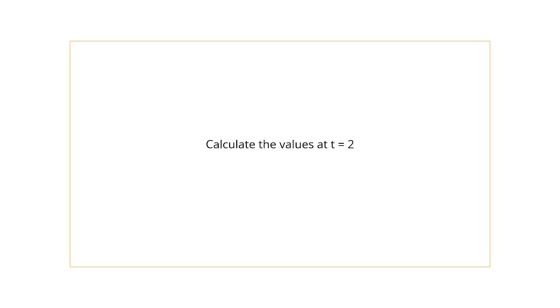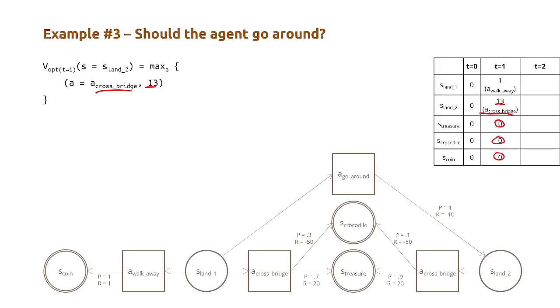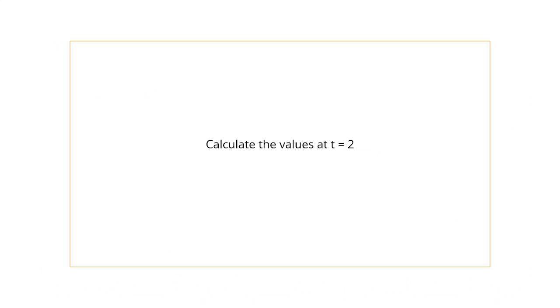Next, calculate the values at t equals 2. So we have finished calculating the values at t equals 1. Next, we calculate the values at t equals 2, right? Okay. So we just repeat the process.